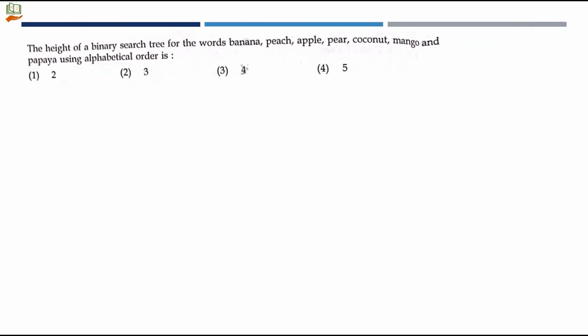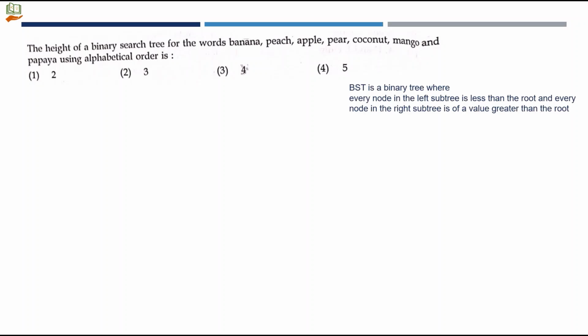Next question. The height of a binary search tree for the words banana, peach, apple, pear, coconut, mango and papaya using alphabetical order is. What is a binary search tree? Every node in the left subtree is less than the root and every node in the right subtree is a value greater than the root.